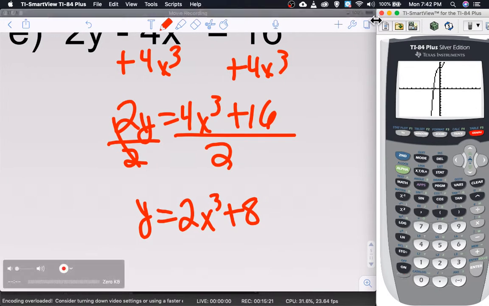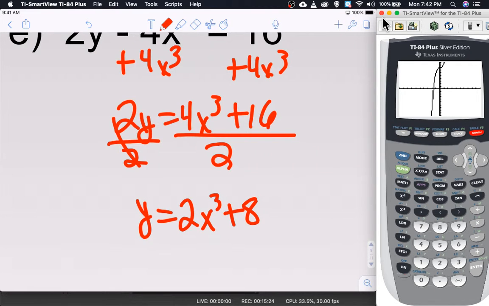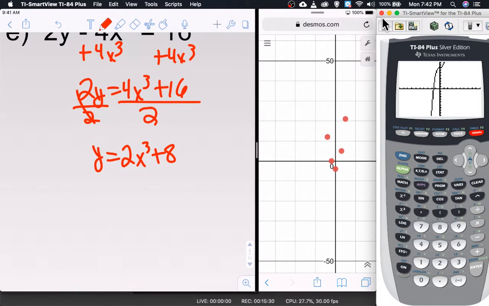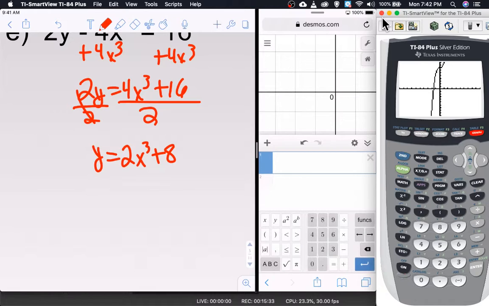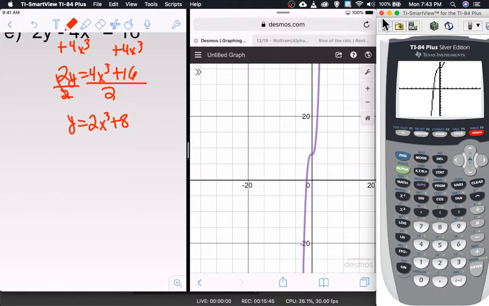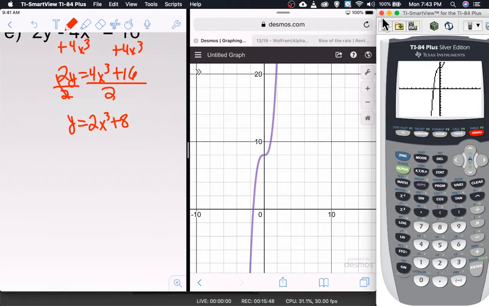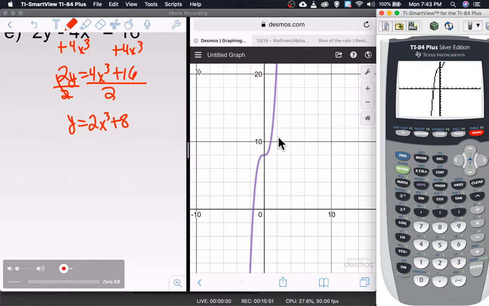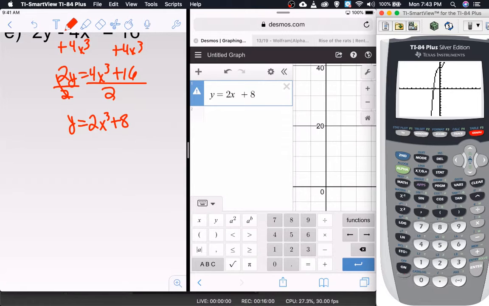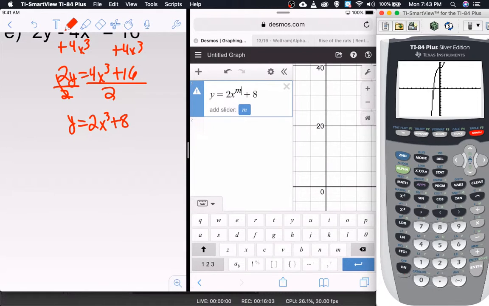If we go into Desmos and we pull up y equals 2x to the third power plus 8, we can get a little bit better view of it in Desmos. The graphing calculator is sometimes a little wonky to use. So we can see here very clearly that it is curvy. In fact, it will always be curvy as long as this exponent up here is not a 1.